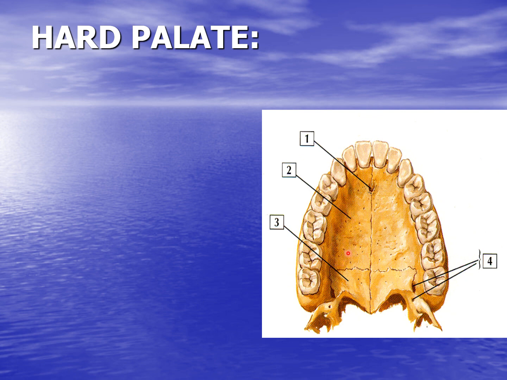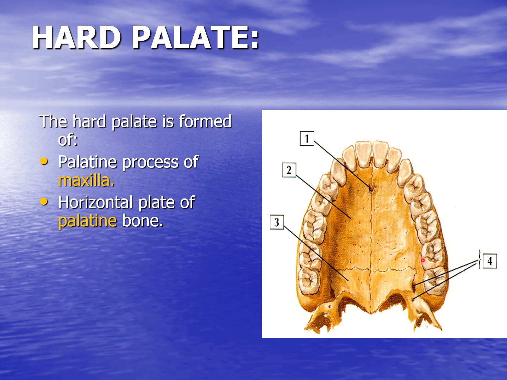The hard palate is formed of two bones, the maxilla and the palatine bone. There is a suture between the two maxillae, the intermaxillary suture, the interpalatine suture, and the maxillopalatine suture. This part of the maxilla is called the palatine process of the maxilla. This part of the palatine bone is called the horizontal plate of the palatine bone.